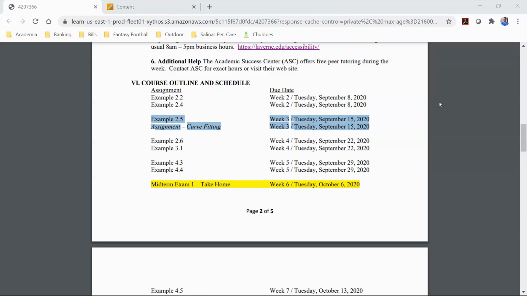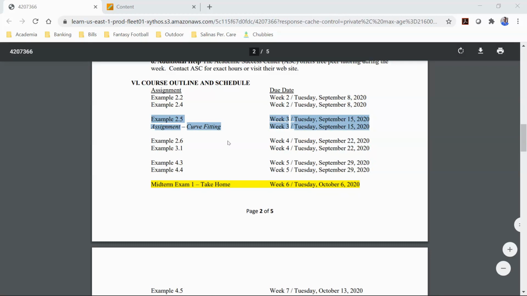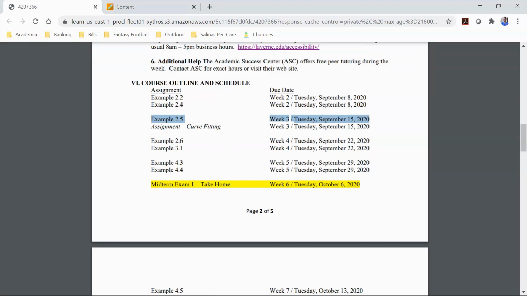So we're going to finish where we left off on Tuesday morning because we didn't finish the whole exercise. And so today we're going to finish example 2.5. We're going to set up the separate curve fitting assignment, and so we'll go over that. And we should have plenty of time to finish all of that stuff today or this morning.